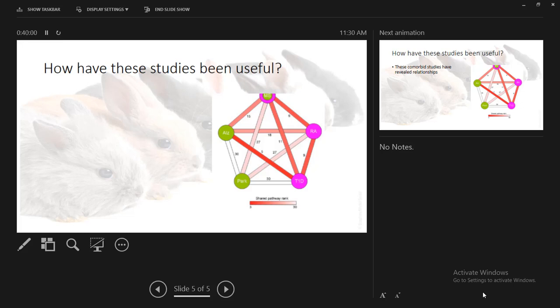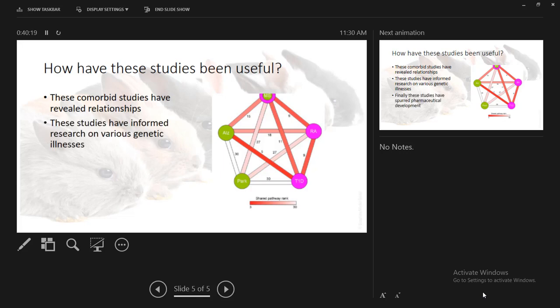Okay. And so, these comorbid studies, these phenotypic disease networks, they've revealed relationships nobody knew about before. Like the relationship between type 1 diabetes and Alzheimer's. These studies have also informed our research on genetic illnesses, like in the case of Alzheimer's. Seeing a link between Alzheimer's and other autoimmune diseases has encouraged researchers to look into the role that the immune system plays in the symptoms of Alzheimer's.